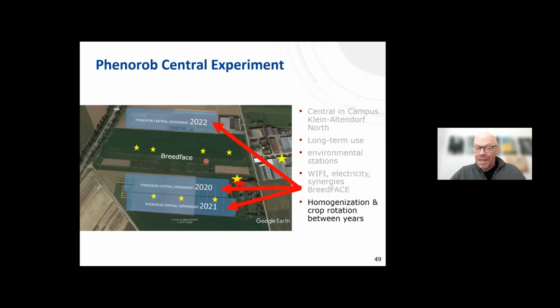We are still maintaining the crop rotation, which is important to stay close to practical usage. In 2021 we had our striping field experiment here in the south, and we are now moving to the north. So if you're at Campus Klein-Altendorf, you will find the newly sown fields in the northern part.